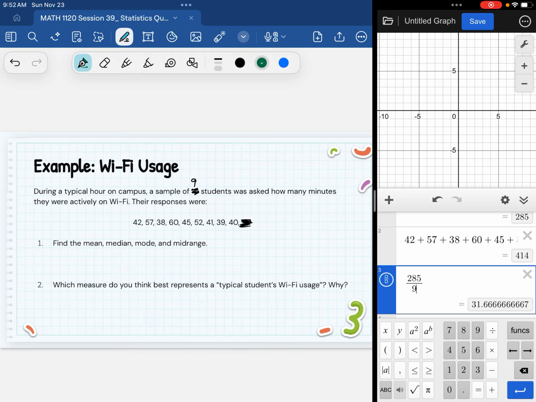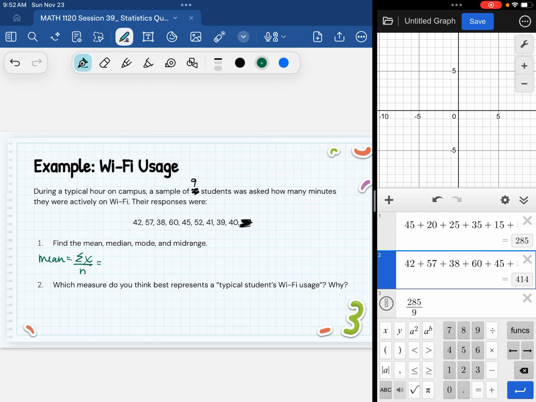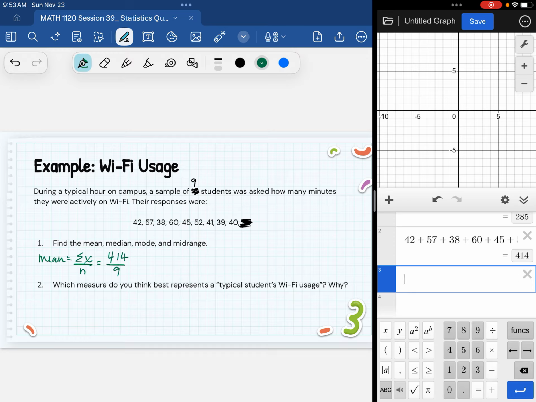Let's start with the mean. So we need to add all of our values. So our mean, we add all of our values and divide by the total number, which in this case would be 9. Go ahead and take a moment and add those numbers up. You can see I've already done that in the Desmos calculator on the right over here, and we end up with 414, and we'll divide that by 9. And we get a mean of 46.